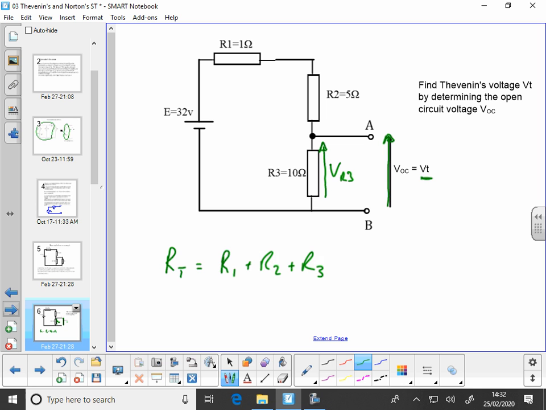The purpose of finding the total resistance, though, Toby, is you can then find the current. So by all means, if you want to, calculate the total resistance first. So that's 1 plus 5 plus 10 equals 16 ohms.